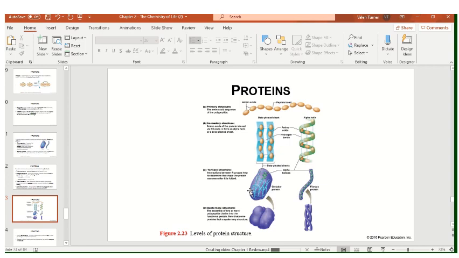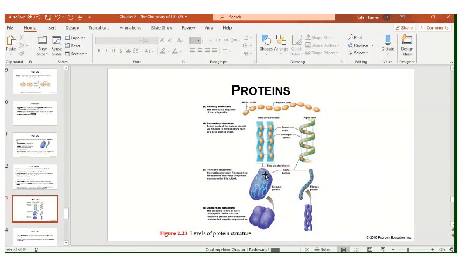When you combine multiple secondary levels together, that is your tertiary. That's what you see here. This big glob, if you zoom in, you see a fold, you see beta-pleated sheets, I see a ribbon, I see an alpha helix. I see multiple secondary levels combined together. That is the tertiary level.